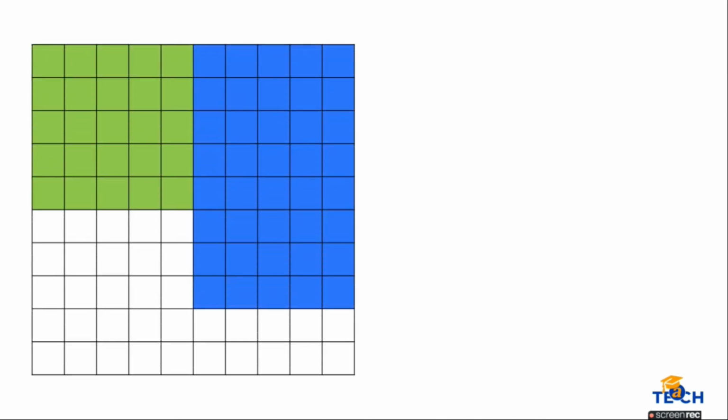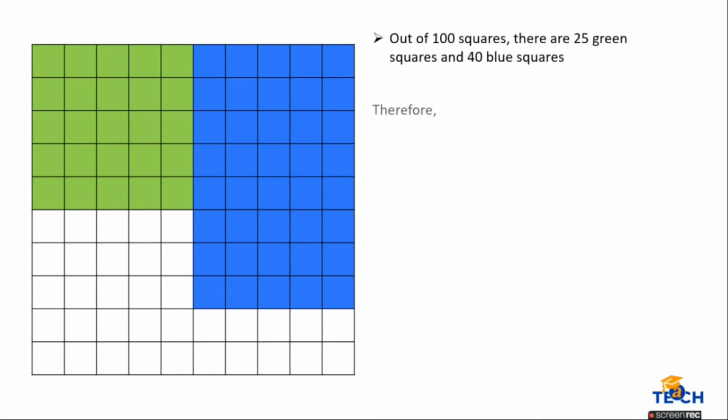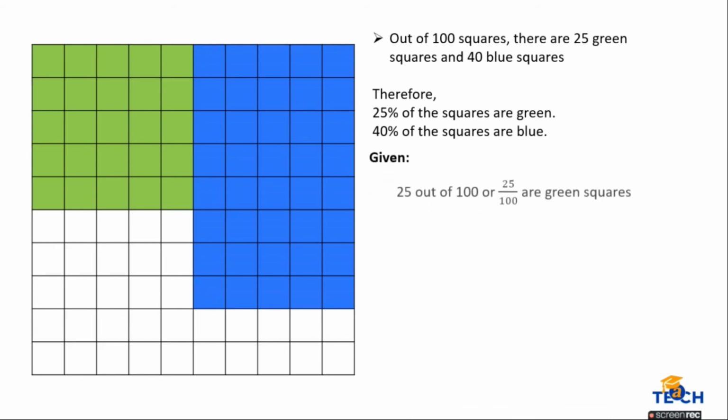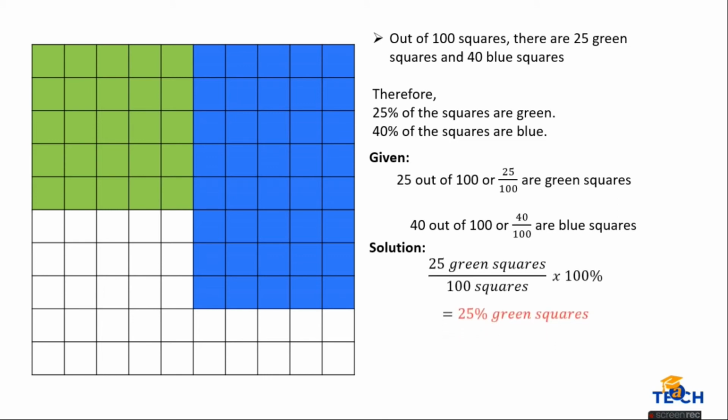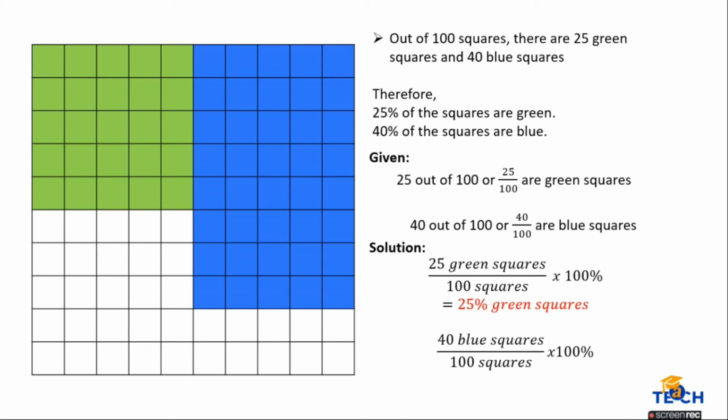Another example of which is this: 25 green squares and 40 blue squares. Therefore, we have 25% green squares and 40% blue squares. Given 25 out of 100 are green squares, and also 40 out of 100 or 40 over 100 are blue squares. So, in solving such, we have here 25 green squares over 100 squares times 100% is equal to 25% green squares. Also for the blue squares, we have here 40 blue squares divided by 100 squares times 100% is equal to 40% blue squares.